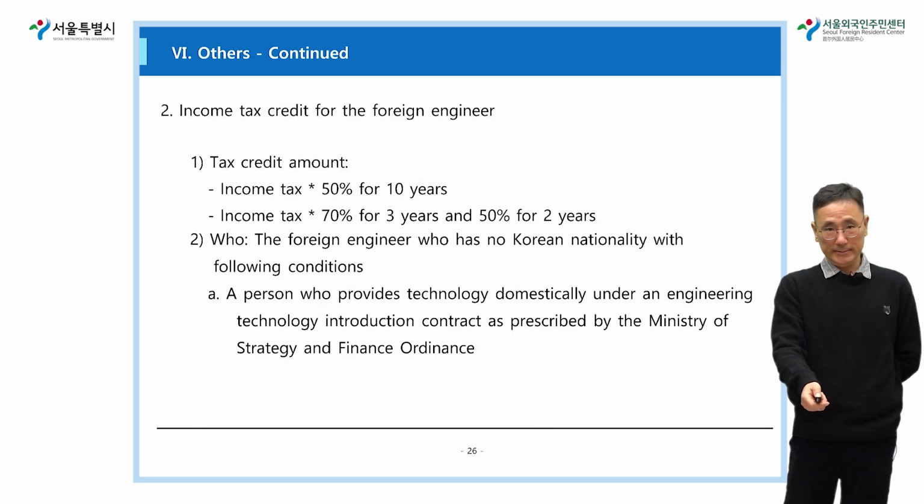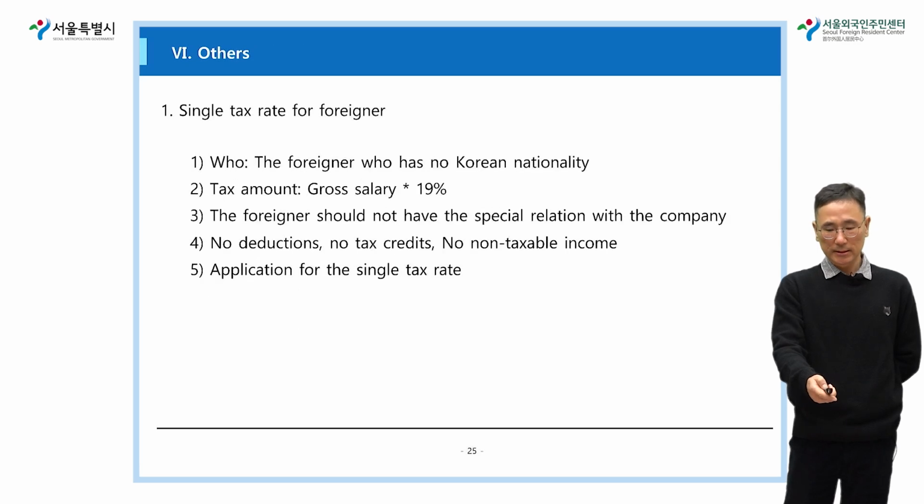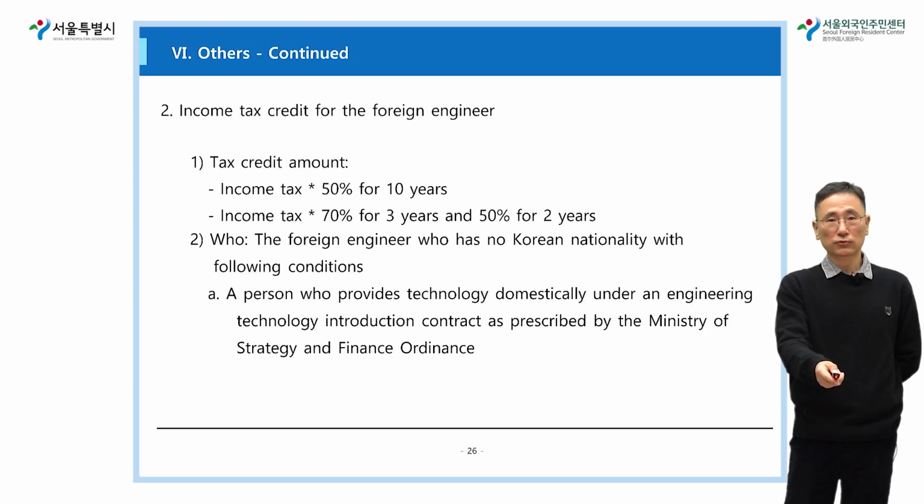Anyway, the Korean income tax law has this income tax credit for the foreign engineer. You should be an engineer, okay? And there are many strict conditions. But the credit amount, credit benefit, is huge. 50% for 10 years, 70% for 3 years, 50% for 2 years. Okay?